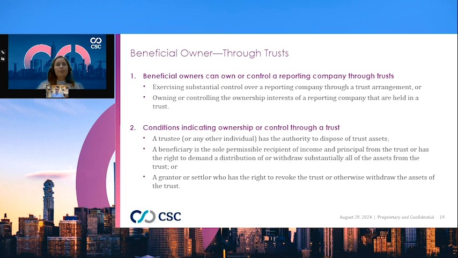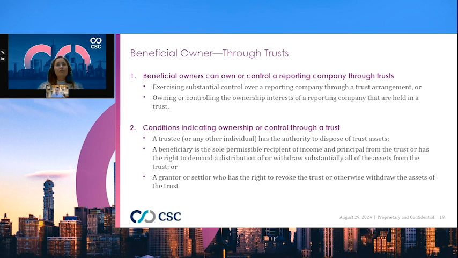The prior example was the most complex example available in FinCEN's guidance, but one of the major points of difficulty we've seen is how to apply the beneficial owner analysis when a trust directly or indirectly holds shares in a reporting company. In the April FAQs, FinCEN clarified that yes, beneficial owners can own or control a reporting company through trusts.